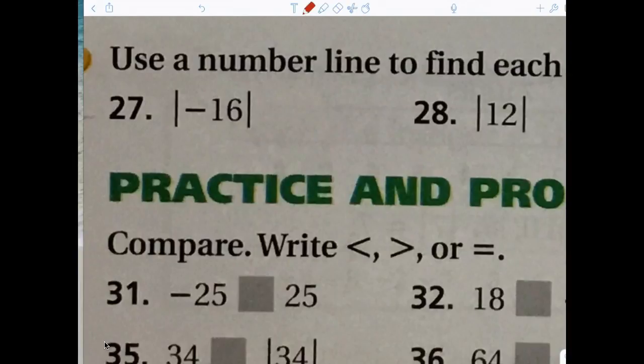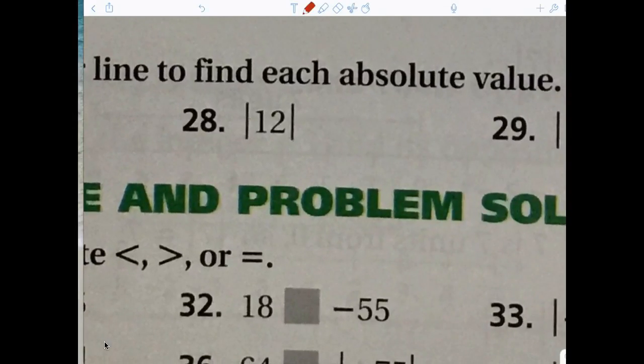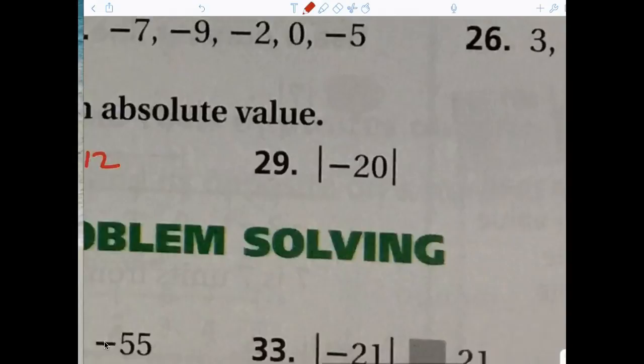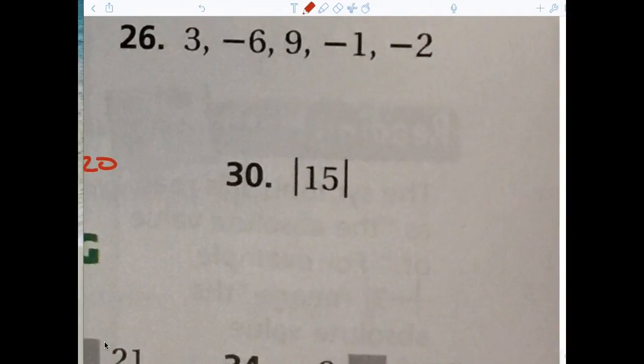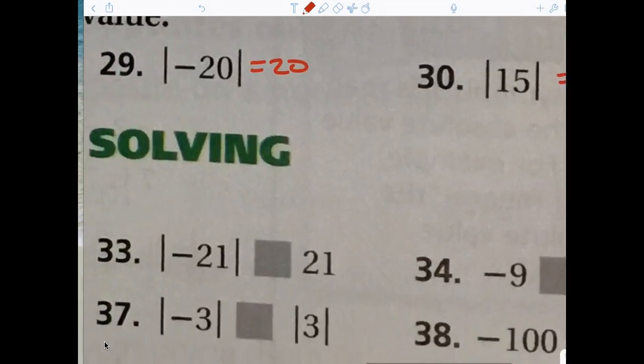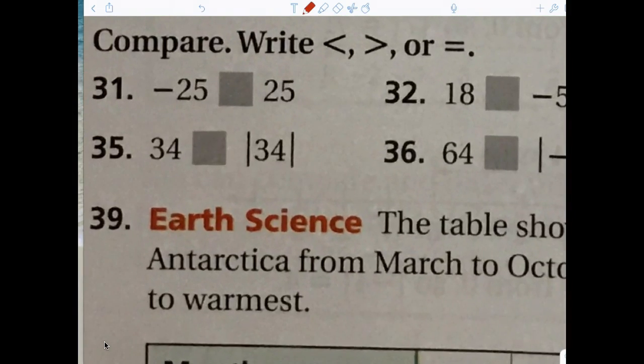Absolute value of -16 is? Good. Carter, absolute value of 12. Beautiful work. Absolute value of -20. Aiden, 20. And absolute value of 15. Yeah. Didn't I tell you guys it's simple, right? All right, let's go back to Thomas. Let's see what it says for 31. All right. Here we go, Thomas. Compare -25 to 25.